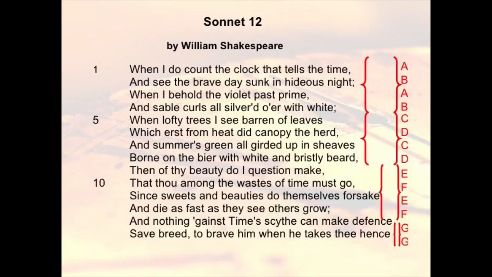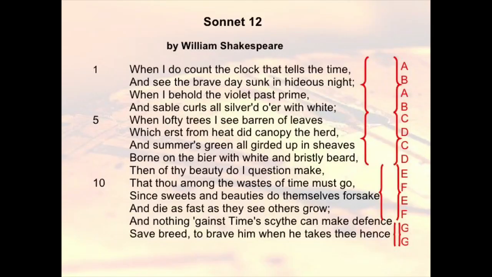Very often there will be some kind of transition word. So in the case of this sonnet, there's "then." "Then of thy beauty do I question make." And the couplet at the end is going to either answer the question or, more often, summarize some kind of concluding thought about it. So in this case, we start off with, "When I do count the clock that tells the time, and see the brave day sunk in hideous night."